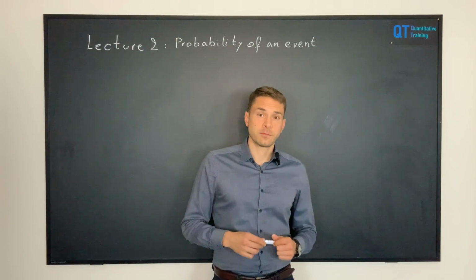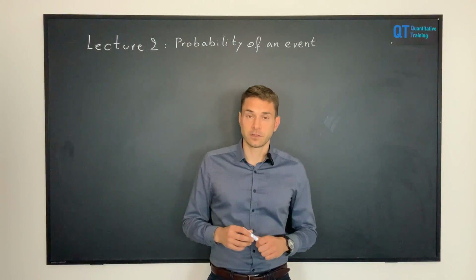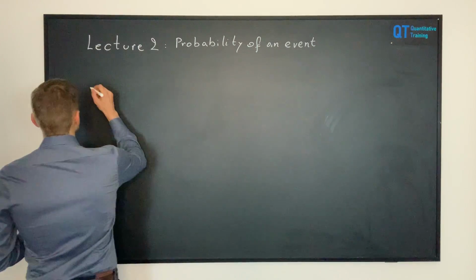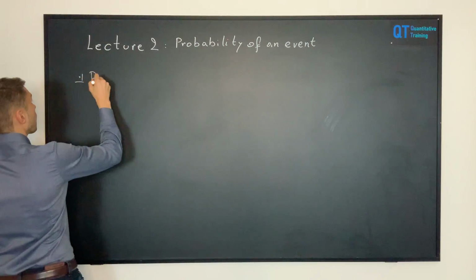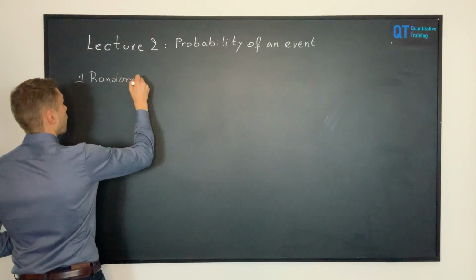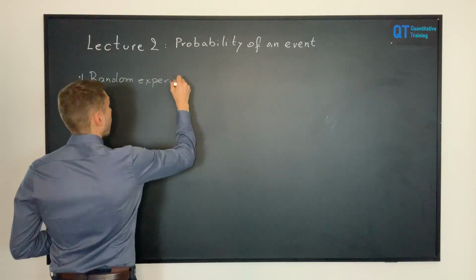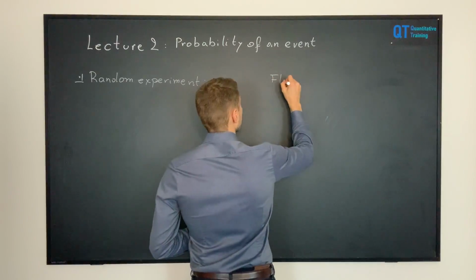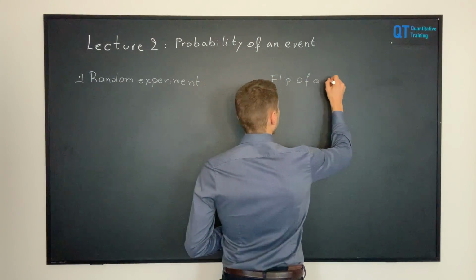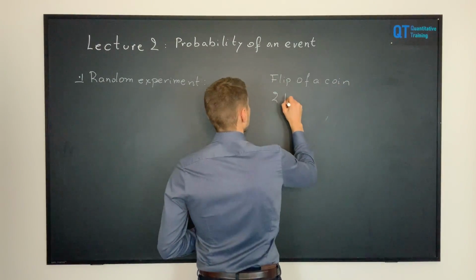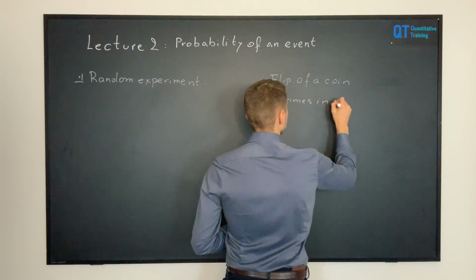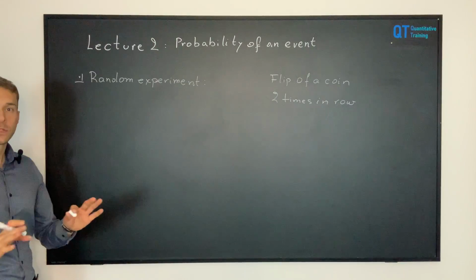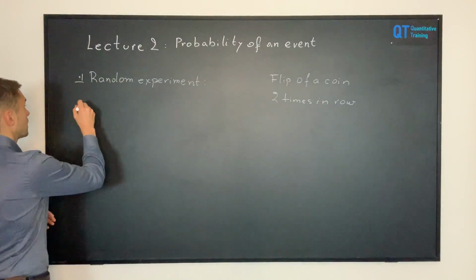As a particular experiment, in this lecture, we are going to consider the flip of a coin 2 times in a row. So we have a random experiment, which is basically the flip of a coin two times in a row. So the corresponding sample space, the set of all possible outcomes, contains 4 different elements.